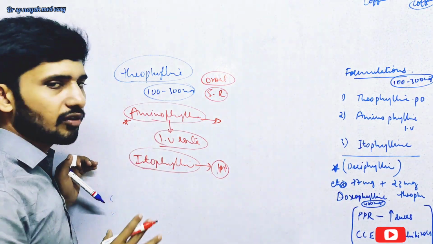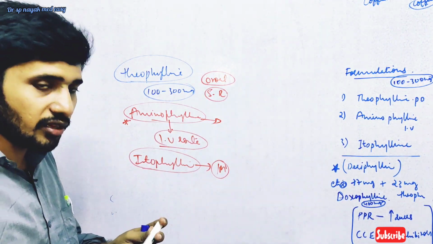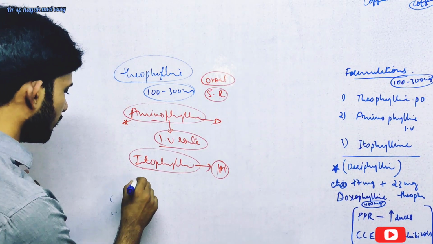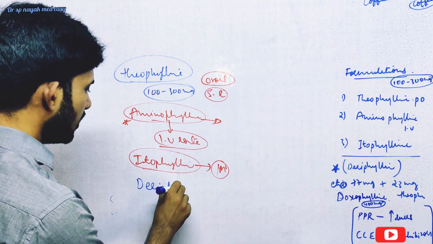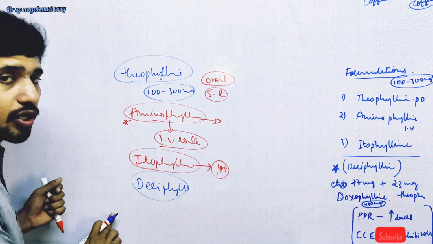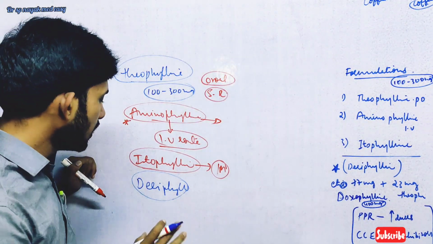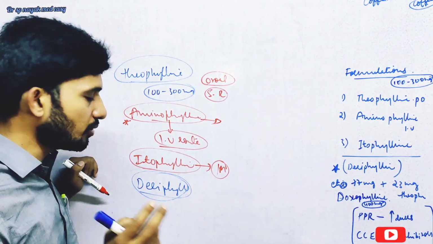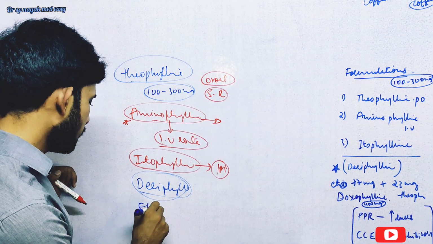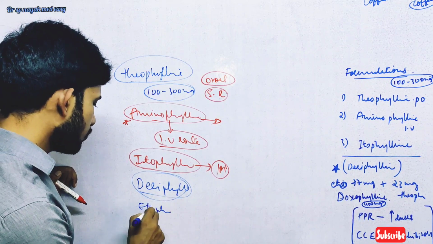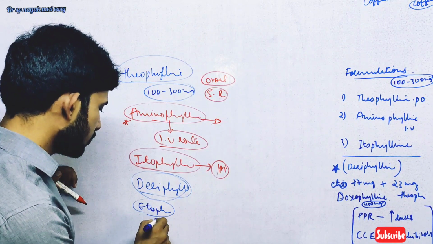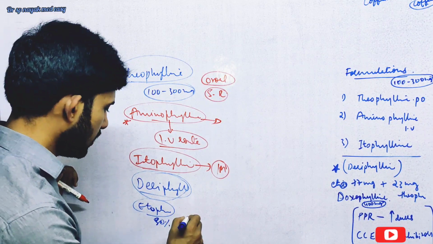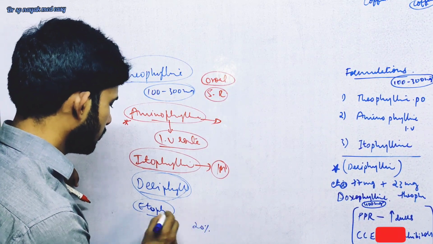So these are three different forms of theophylline, and we have another important form of methylxanthines, that is derifylline. Derifylline is an oral form. Actually, derifylline tablets are available in the market. So listen, derifylline is a brand name, and in this derifylline we have two different forms. One is etophylline. It is about 80% etophylline and 20% theophylline.